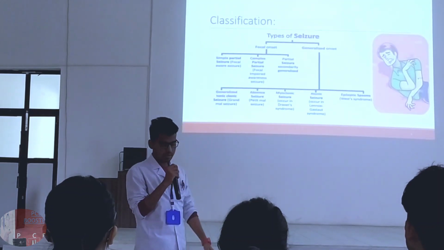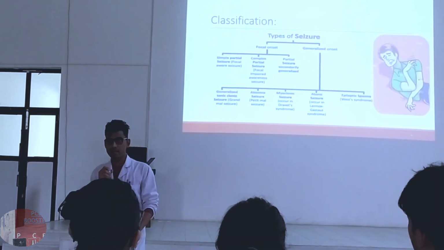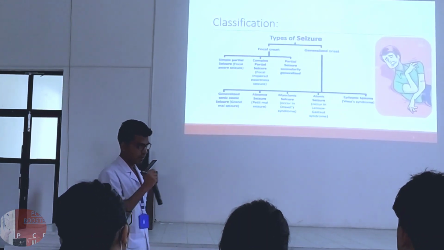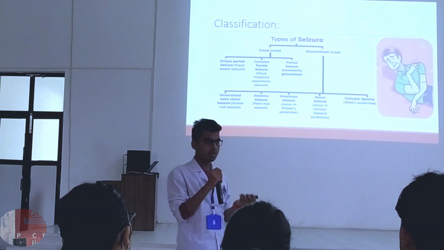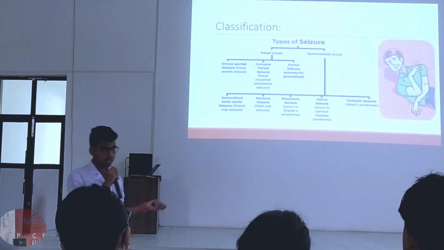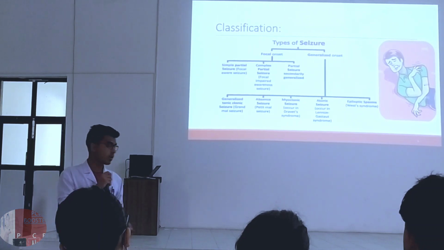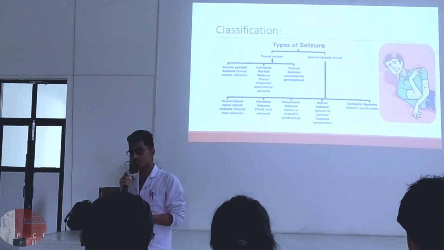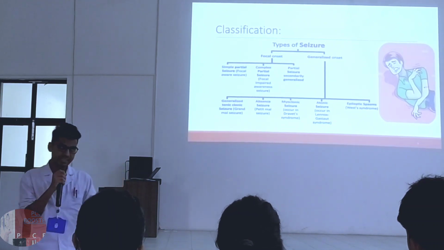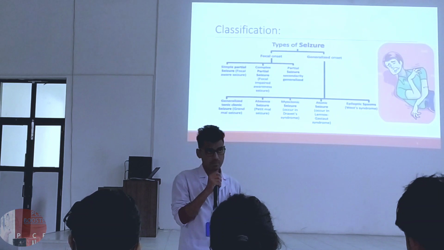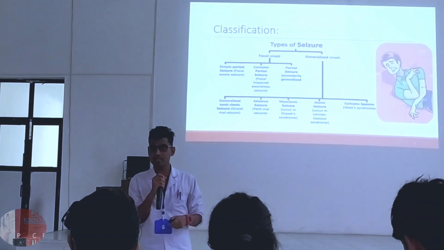Next, the International League Against Epilepsy 2017 has classified seizures based on the onset. So it is classified as focal onset and generalized onset. Again, the focal onset is classified based on loss of consciousness or intact consciousness of the patient, that is simple partial seizure, complex partial seizure, and partial seizure secondarily generalized.